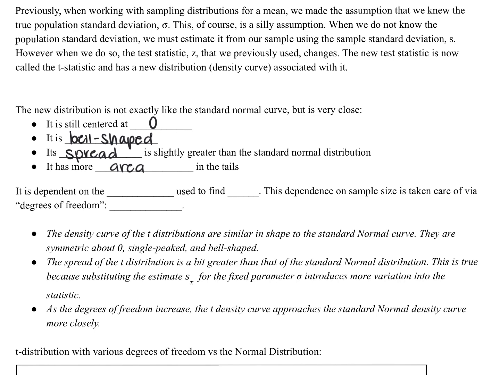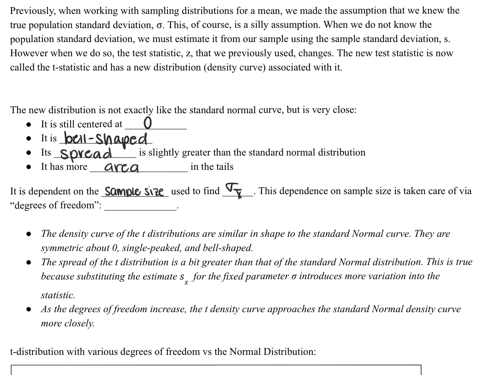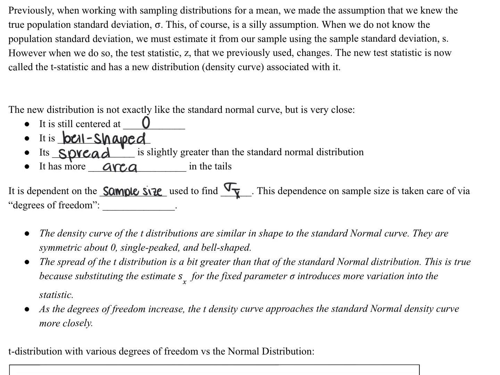So when we have our T distribution, it is going to be dependent on the sample size, which will be used to find the standard deviation of our sample. The dependence on sample size is taken care of via something called degrees of freedom, which we denote with DF, and degrees of freedom are just your sample size minus 1.